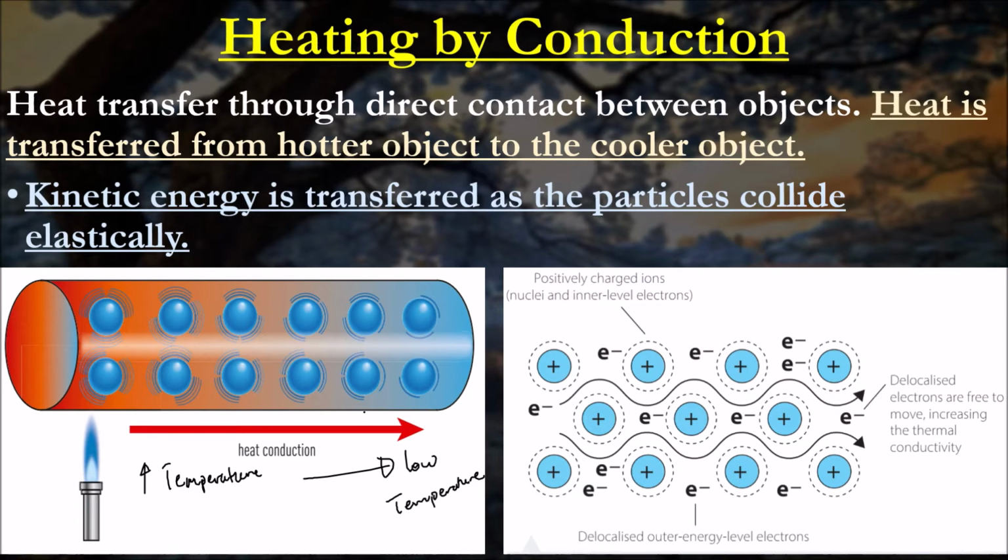Now, the way it works is through collision of particles. It can come in different forms. It can come in the collision of atoms or compounds or molecules, or it could also be through the motion of the electrons across, for conductors in this case, through the metal.